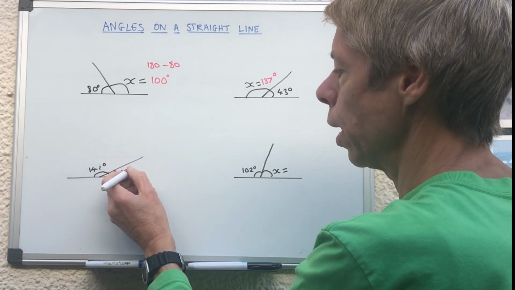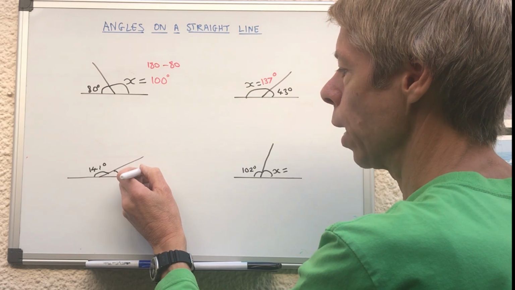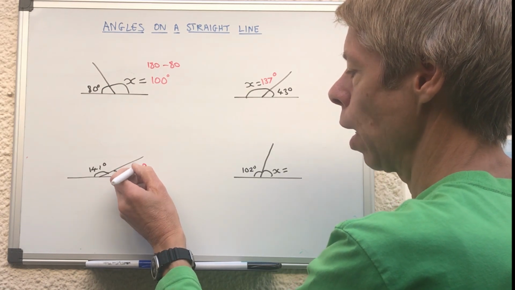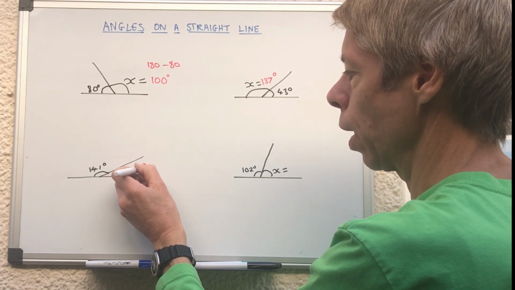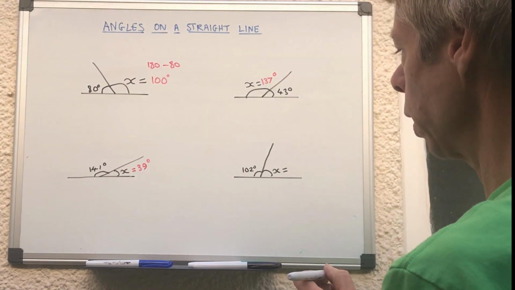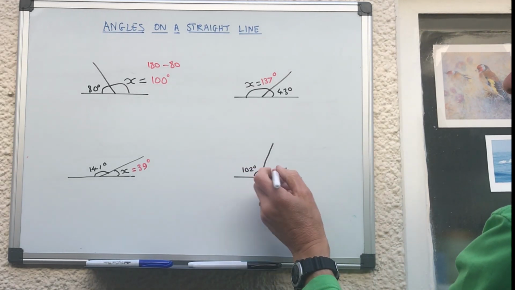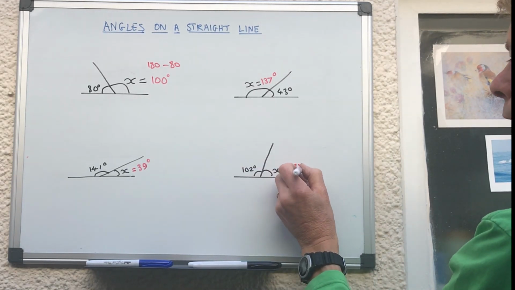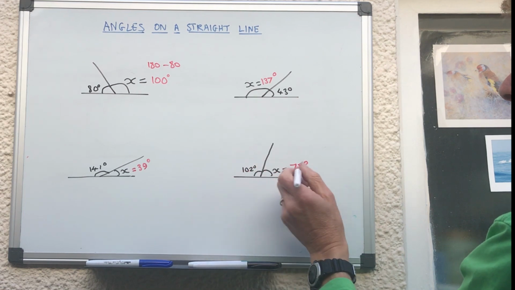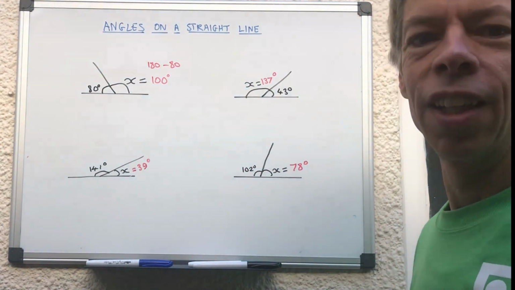Right, here x is, well, if we add 9, we get to 150. Add another 30, that will take us to 180. So 39 degrees. Right, 80 take away 2 is 78. So x will be 78 degrees because 102 plus 78 equals 180.